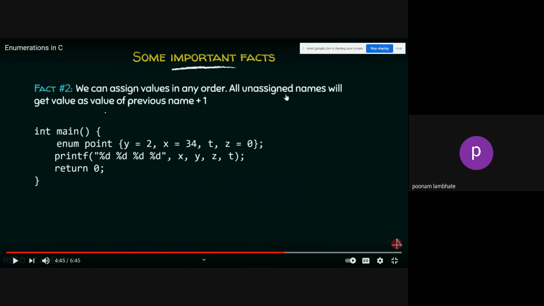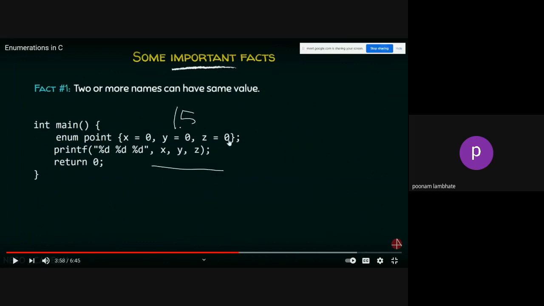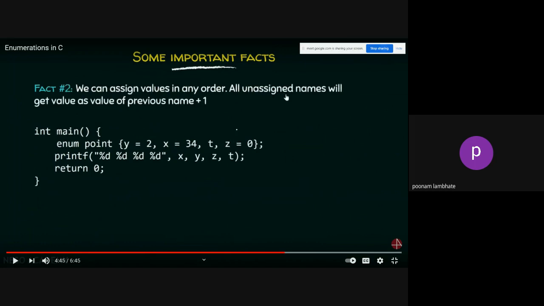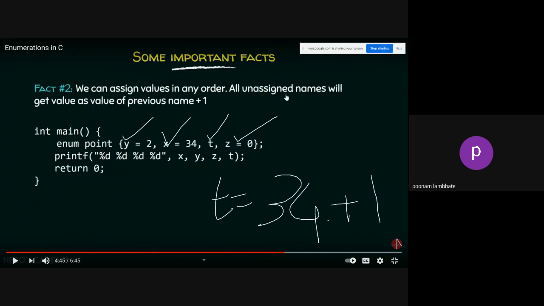Now, as you were asking me your doubt, the second fact or second rule, I'll first read it out. We can assign values in any order, that we have seen. I can write 15 here for y. Suddenly I can write 25 for z, no problem. But if anything is uninitialized or unassigned, or I have not stored any value, then the value of that particular variable will be the value of the previous one plus 1. For example, here I have y is equal to 2, then I have x is equal to 34, then t is not initialized, z is equal to 0. So the value of t will be nothing but the previous value, that is 34, plus 1, that is 35.